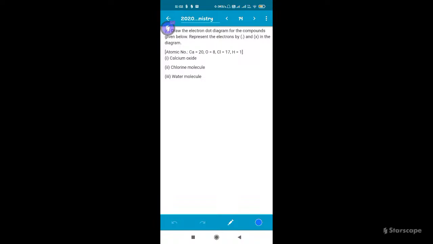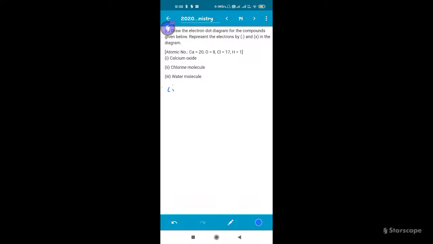Over here we have to make the electron dot diagram for the compounds which have been given below. We have to use only dot or cross symbols in order to show the electrons. So don't use any symbol of your choice. You will not get marks for that. So calcium oxide, chlorine molecule and water molecule. So let's do it. It's a very easy one.